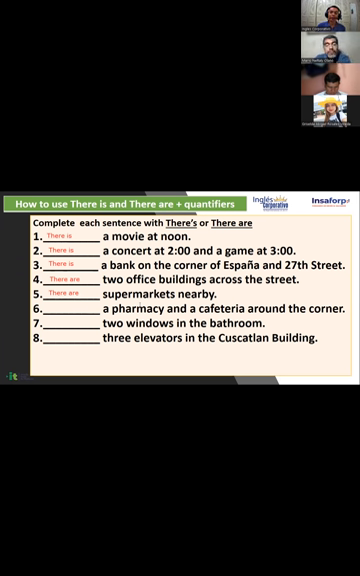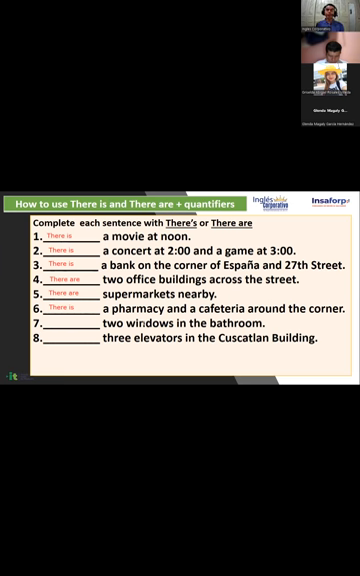Okay. Now, let's go to number six, right? Group number two, please. There are. But it says a pharmacy, only one pharmacy, right? Number six is similar to number two. There is a concert and there is a game, but you are not repetitive, so you omit there is a game. So you only say there is a concert and a game, right? The same happened with the pharmacy and the cafeteria. Please, there is or there are, group number two? There is, correct. There is a pharmacy and there is a cafeteria, but it's not necessary to be repetitive. You only say there is a pharmacy and a cafeteria around the corner, right? Okay, thank you.